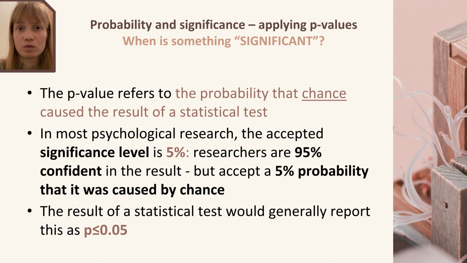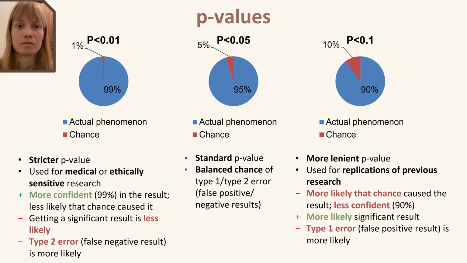The p-value tells us the probability that our result occurred by chance. In psychology, we usually use a significance level of p is less than or equal to 0.05, which means we're 95% confident our result is genuine and accept a 5% risk that it is due to chance. So when you see p is less than or equal to 0.05, it literally means there's less than a 1 in 20 probability that this result happened by chance.